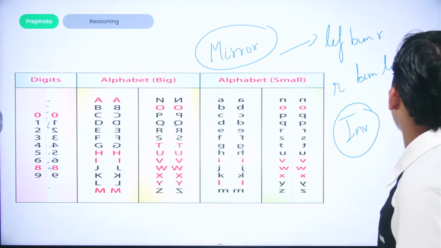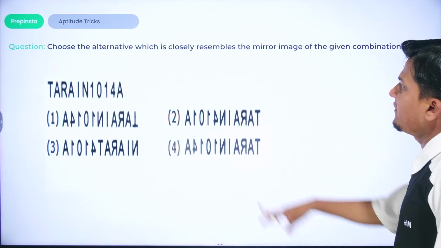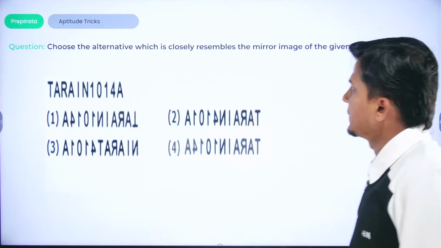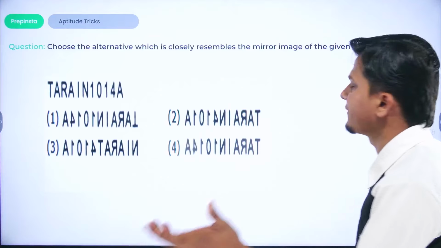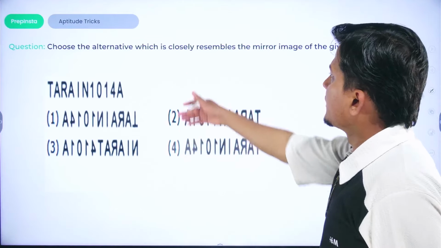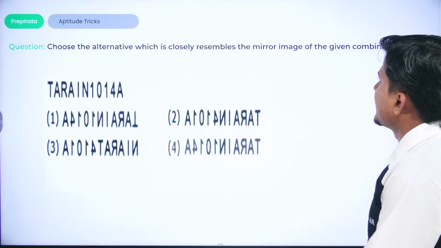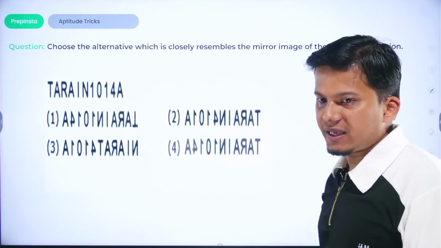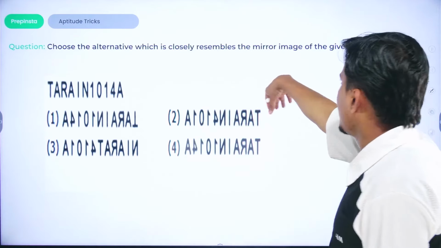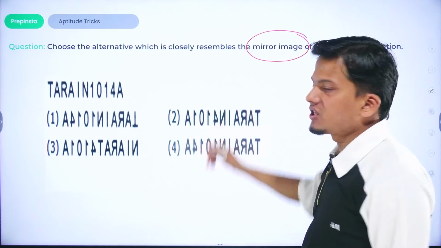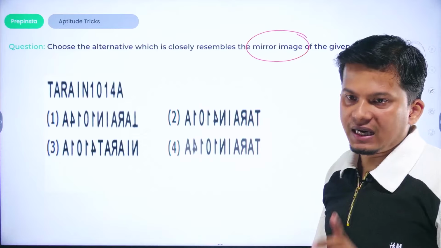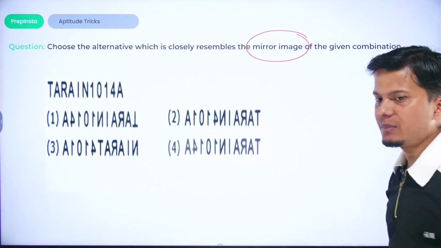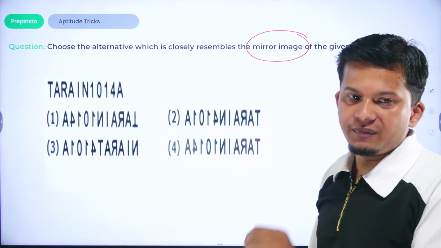Now we are going to solve the questions. So we have our first question on the screen. Let us try to solve this particular question with the help of concepts that we have studied so far. Choose the alternative which closely resembles the mirror image of the given combination. So thumb rule says, when we are talking about the mirror image, only the horizontal change would be witnessed here. Only change in the alignment, that is right becomes left and left becomes right.